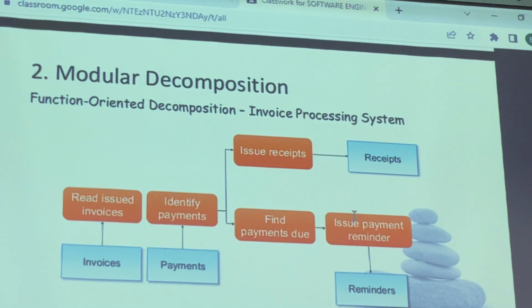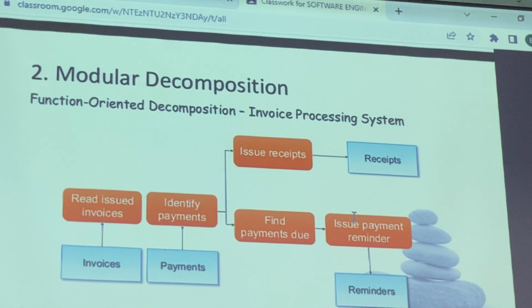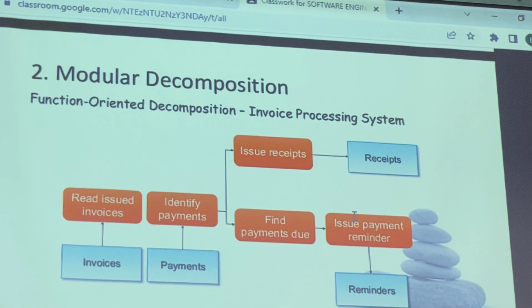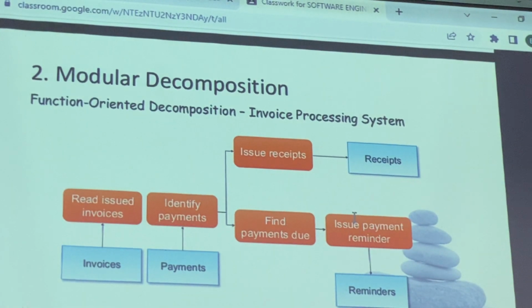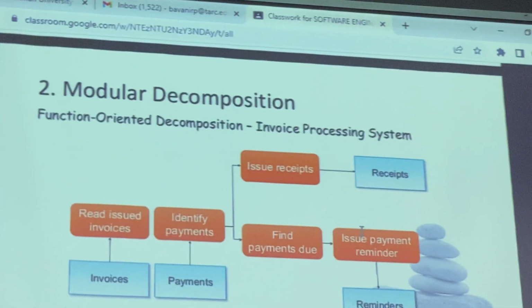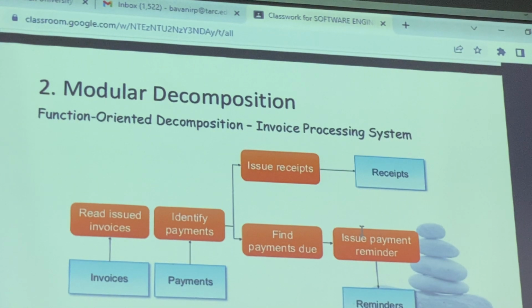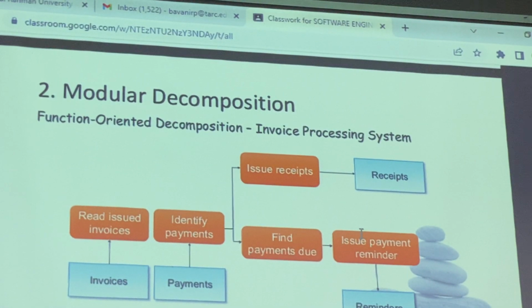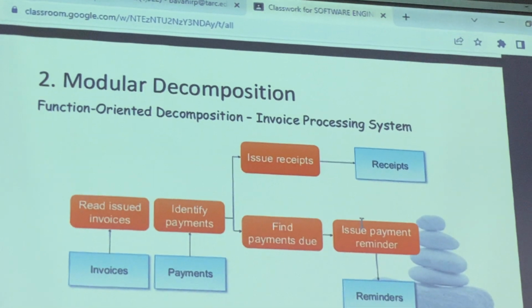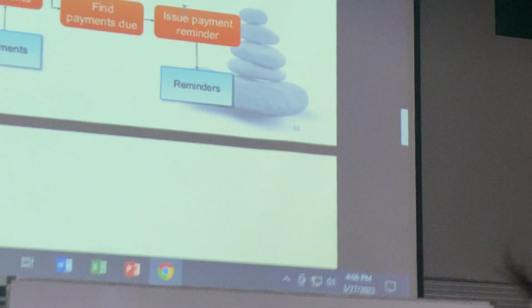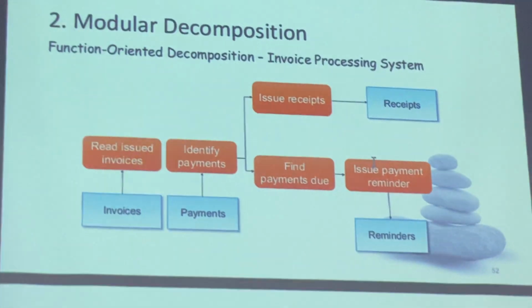Okay, you can see here. If you want to make the payment, after you make the payment, identify the payments, then you have to issue the receipt, then find the payment due, issue the payment reminders. So you can see the connection. So this is called function-oriented decomposition. Decomposition is basically sub modules, how the sub modules work together into the main module. As you can see, invoice is a sub module, payment is a sub module, receipt is a sub module, reminder is a sub module.